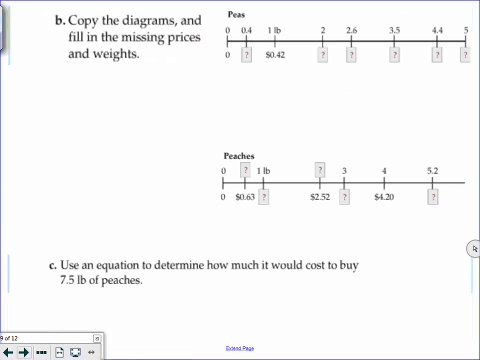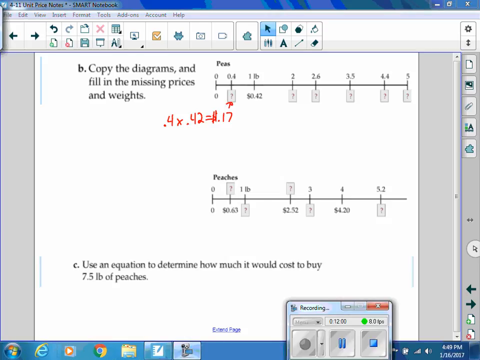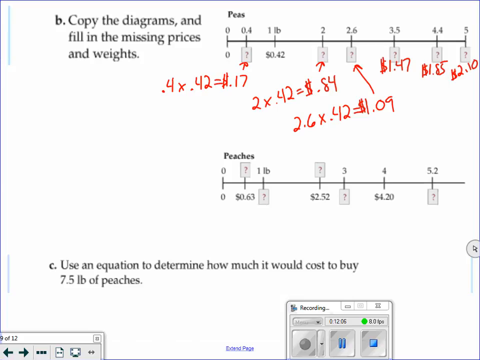So B, copy the diagram and fill in the missing prices and weights. Again, for the peas, we are just taking the weight, which is the 0.4 for this one, times the 0.42, and that's going to give us 0.17 or 17 cents for that one right there. Okay? So try the rest of those and see how that goes, and then you can check them. All right, so you should see the rest of the prices for the peas there.